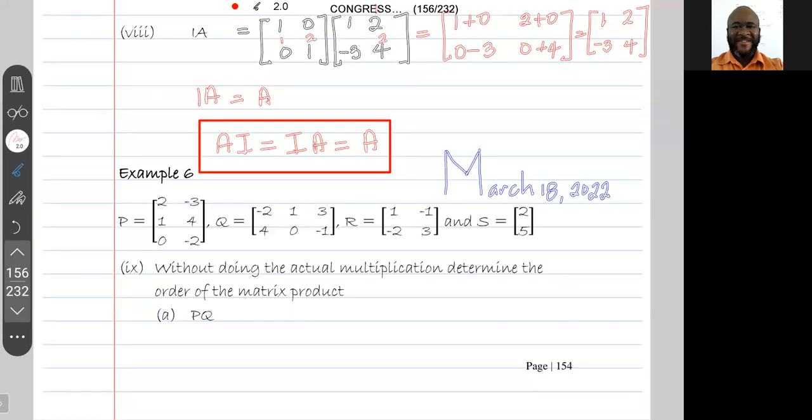All right, guys, example 6. In example 6, we're given the matrix P, Q, R, and the matrix S.